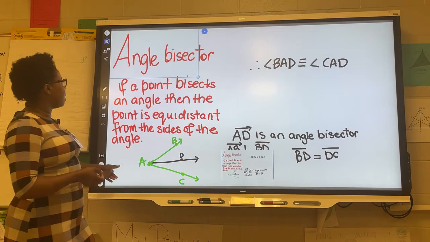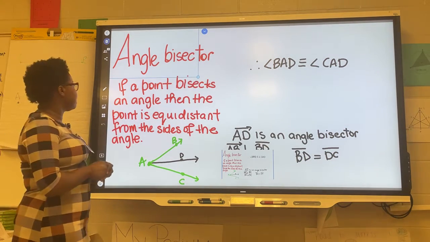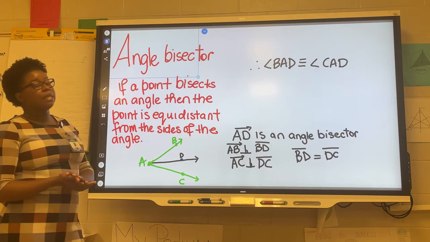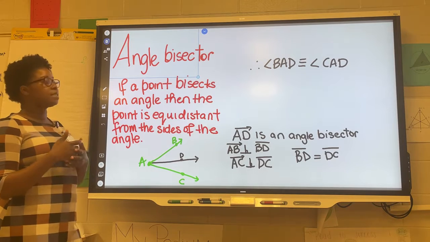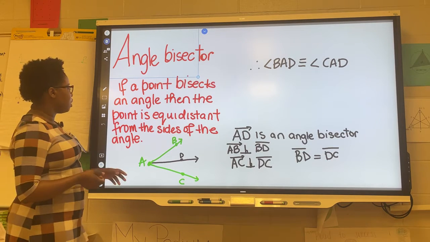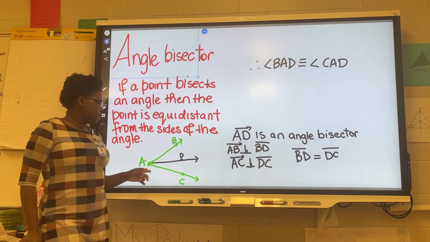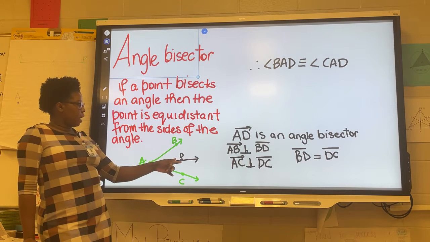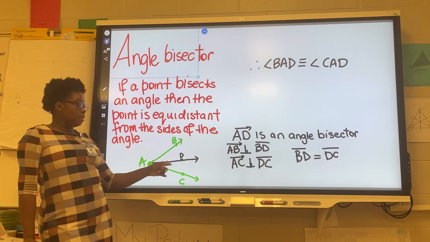So as it relates to angle bisector, the theorem states if a point bisects an angle, then the point is equidistant from the sides of your angle. This is what they're talking about. So the point they're talking about, or the ray, in this case is the ray AD in the black.